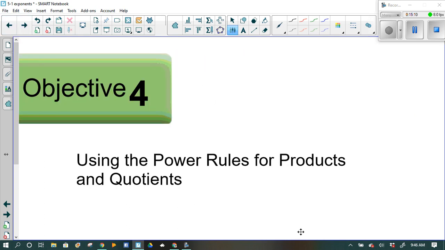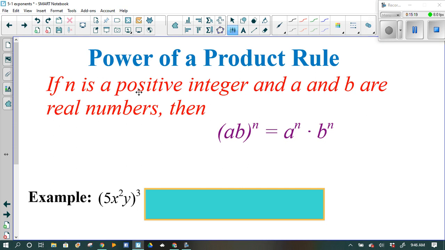All right, so now we're going to use the power rules for products and quotients. So for multiplication and division. Okay, so if n is a positive integer and a and b are real numbers, then, so if I have two numbers that are going to be multiplied together, raised to an exponent, then you basically just distribute that exponent to each piece. So a to the n times b to the n. See, now their bases are different. So you don't add the exponents because the bases are different.